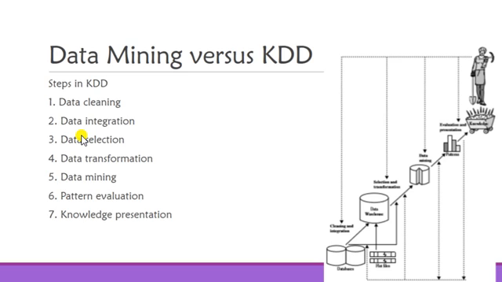The third step is data selection. This is where relevant data that are related to the analysis tasks are retrieved from the database in order to have a condensed representation of data sets. This is where we select the data we want to use in order to neglect some other data. So in order to have a condensed form and smaller volume of data, and this is done in a way that data integrity is maintained.